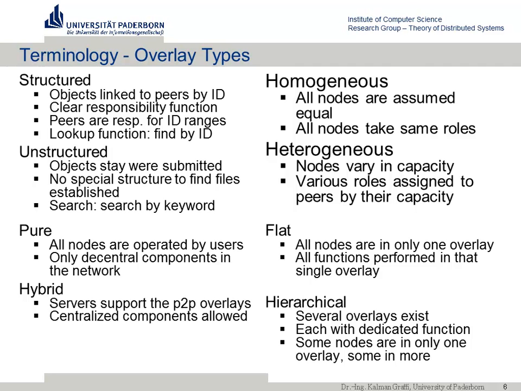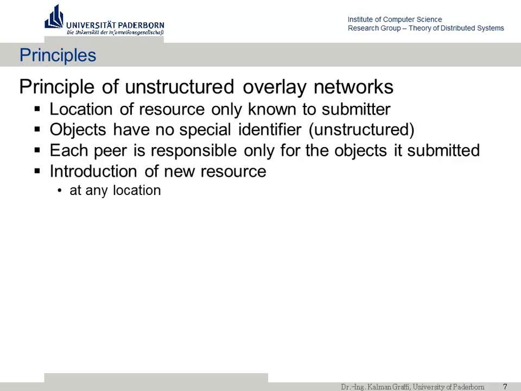Okay, having seen the broad overview on terminology, now I want to go more deeply into unstructured peer-to-peer overlays. The main concept there was that I do not link objects to specific peers. So the point is, if you upload or submit a resource, that means a file, you just store it on your own device. And the question is, how do I find it? So every peer is only responsible for the objects it submitted and which it downloaded. So you don't really create a further data structure that tells you where to find some documents.